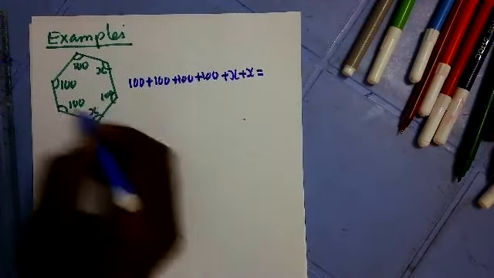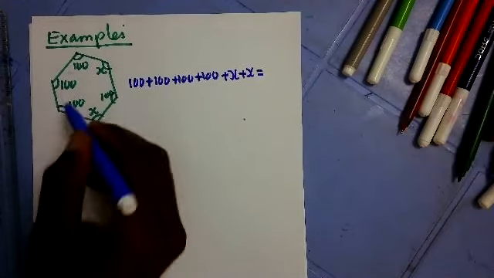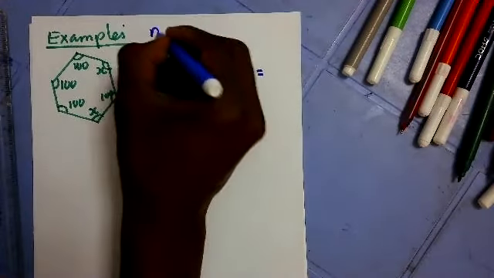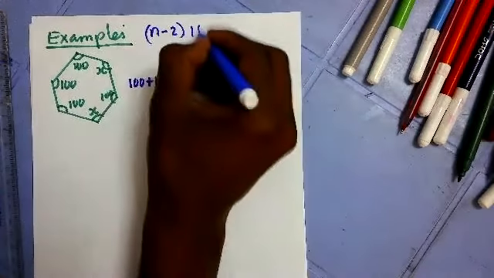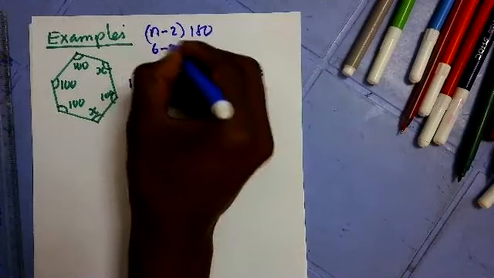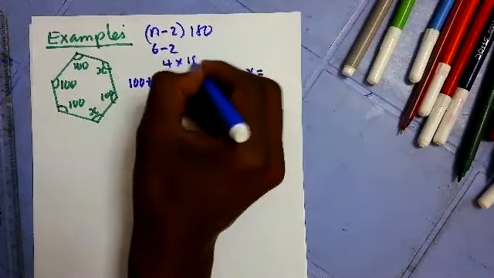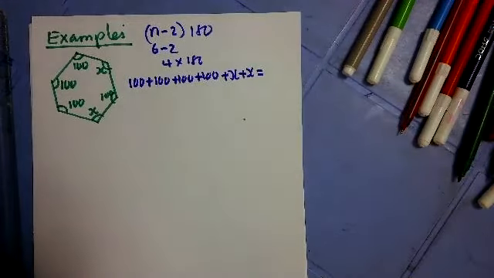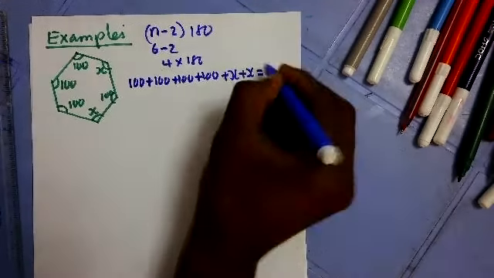this angle sum. So if you don't know the angle sum, first go ahead and find it. N minus 2 times 180. So I get 6 minus 2, that is 4 times 180. So 180 times 4 is equal to 720.